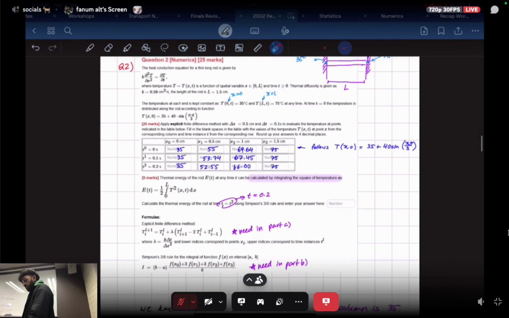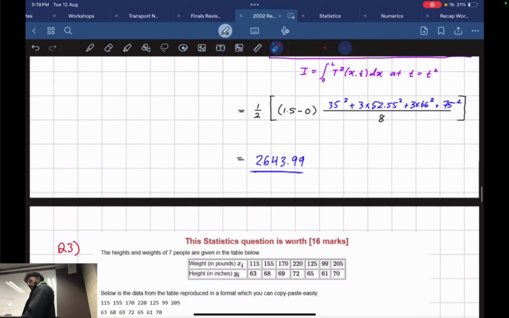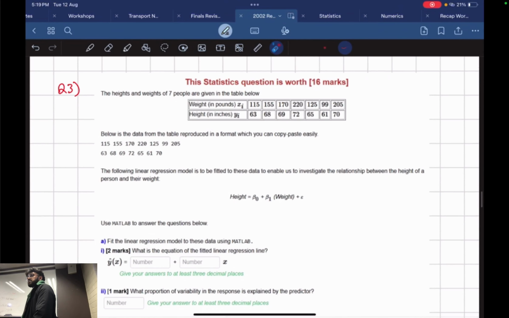We don't have much time, so we're gonna do some stats. Who likes stats more than numerics? No one? Do you actually like stats, or are you lying? I don't actually like stats, but I like stats more than numerics. No, I still like numerics better. It was a bit easier to understand.